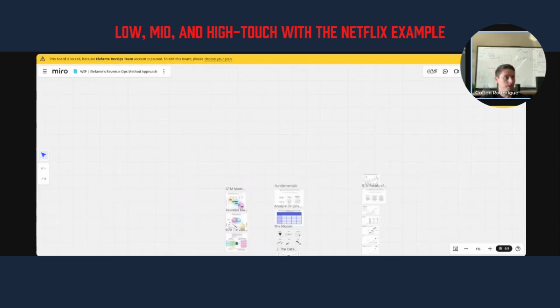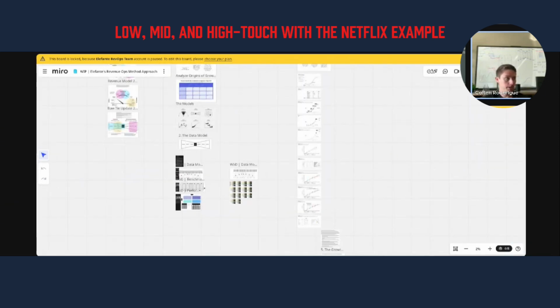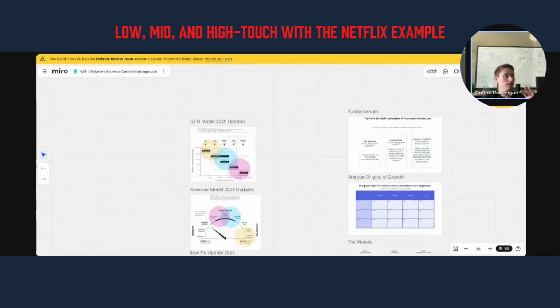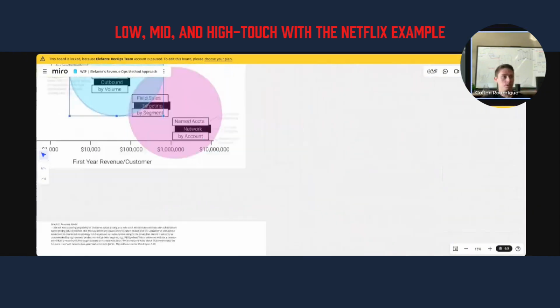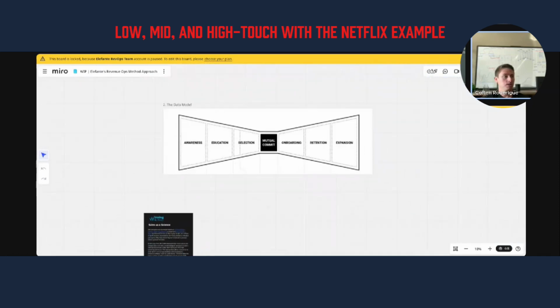We'll stay focused on this one motion. And when I say motion, all of these are different go-to-market motions. So those are different go-to-market motions.